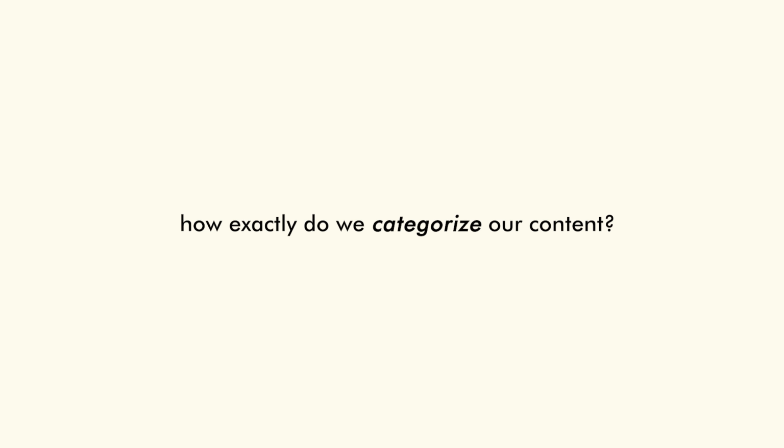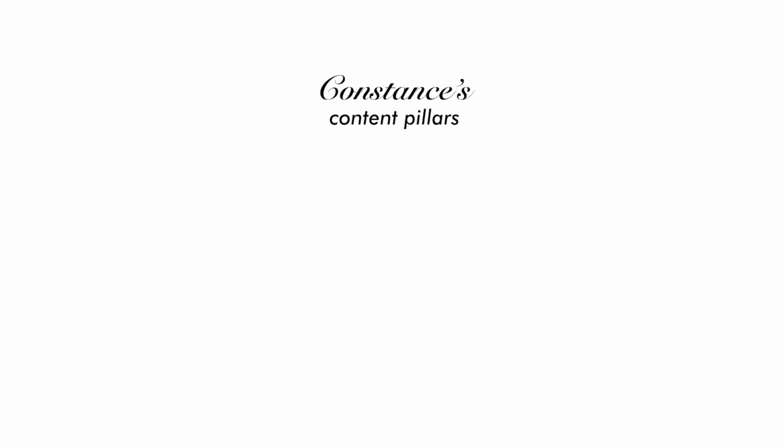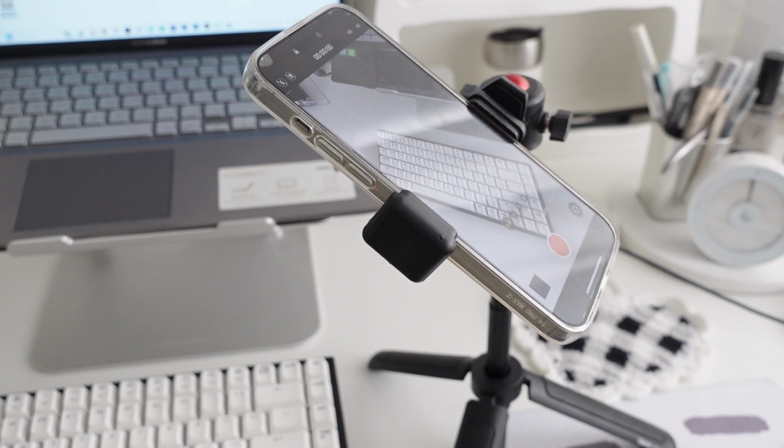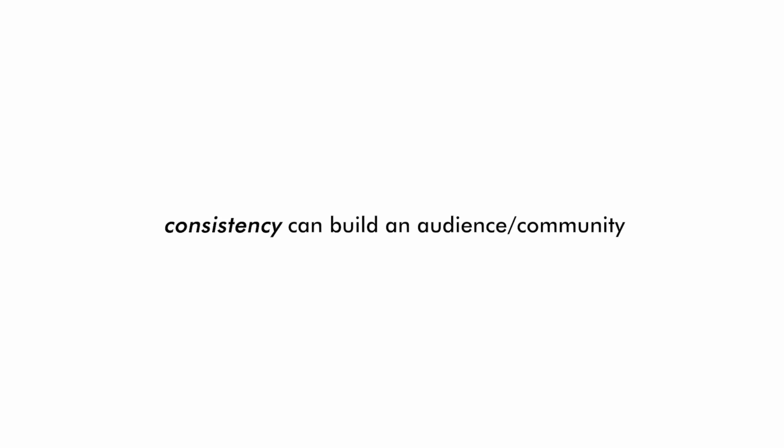But how exactly do we categorize it? I like to break down my content into 4 pillars: 1 being content creation, 2 being life of a uni student, my 3rd content pillar will be product sharings, and my last pillar being vlogs. Having content pillars is not to limit you. Of course, you can always create content outside of this, but having consistency in what type of videos you film can build an audience or even a community.